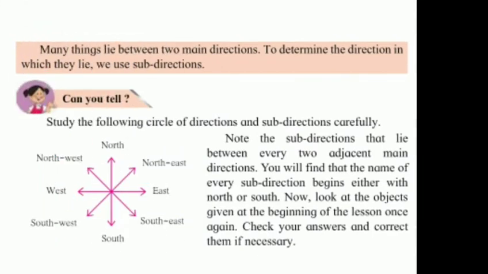Now again coming to page number 82. See, many things lie between two main directions. To determine the direction in which they lie, we use sub-directions. Now study the following circle of directions and sub-directions carefully. Note the sub-directions that lie between every two adjacent main directions. You will find that the name of every sub-direction begins either with north or south. Now look at the objects given at the beginning of the lesson once again. Check your answers and correct them if necessary.